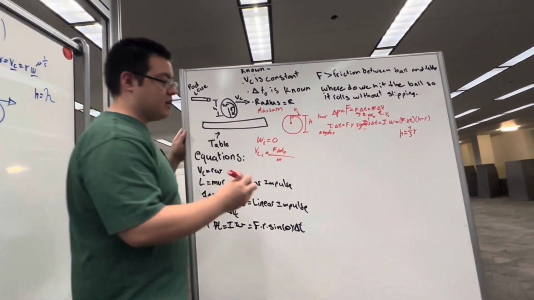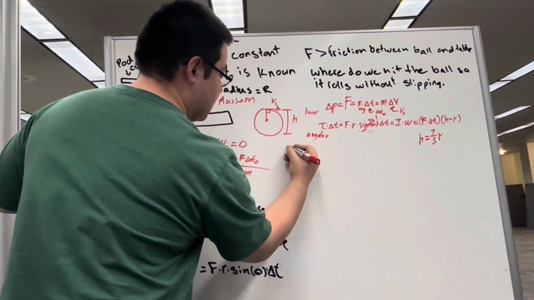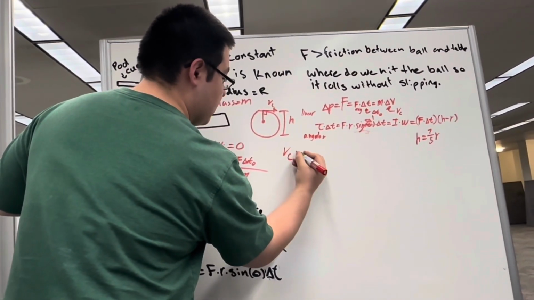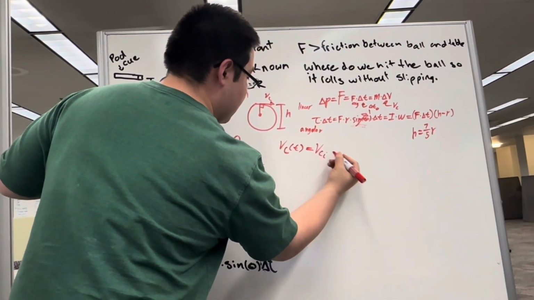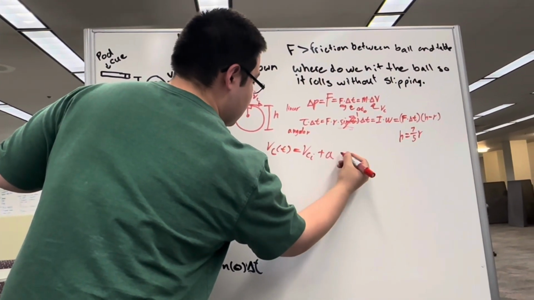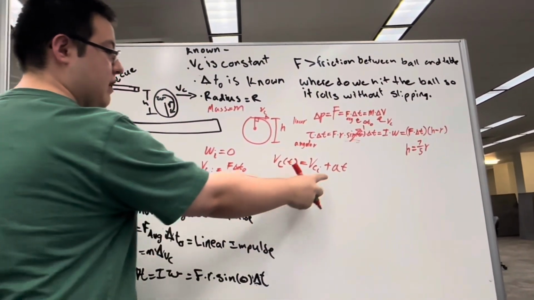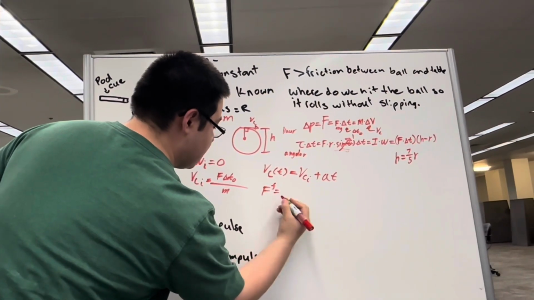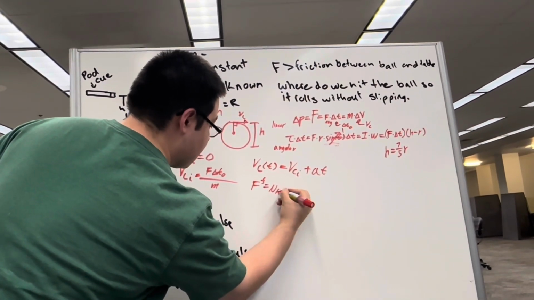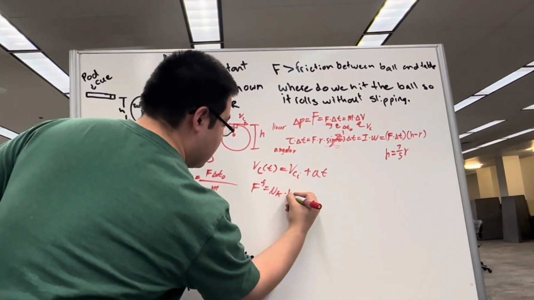To do that, we're going to have to at least understand one of the kinematics equations, which is v_cm(t) equals v_cm initial plus a times t. The way we'll find a is that we know that the friction force is equal to mu kinetic times the normal force.